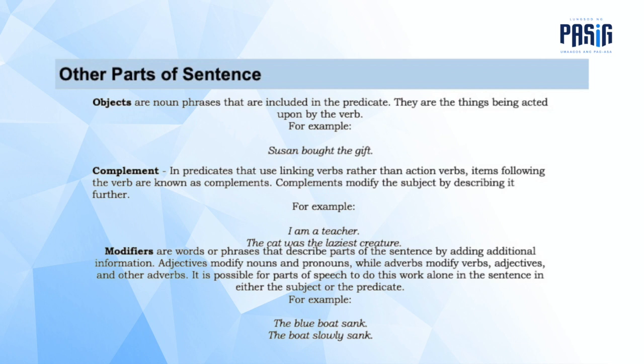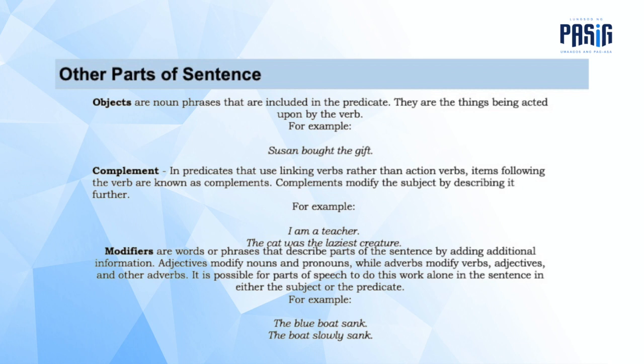Other parts of the sentence. Objects. These are noun phrases that are included in the predicate. They are the things being acted upon by the verb. For example, Susan bought the gift. In this sentence, there is a direct object in the predicate. It is the thing being acted upon. For example, the gift is the thing bought by Susan.